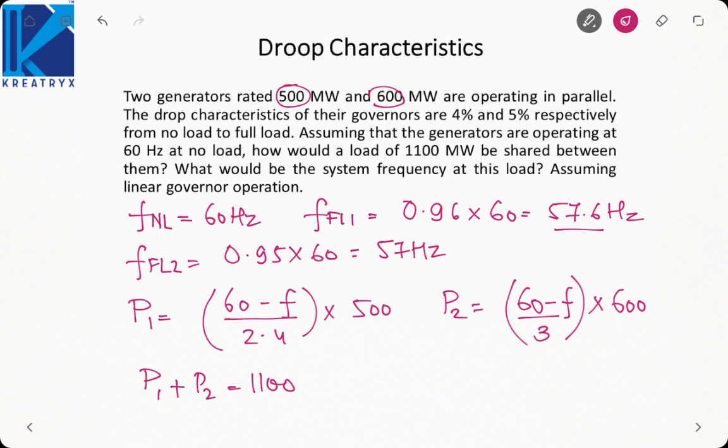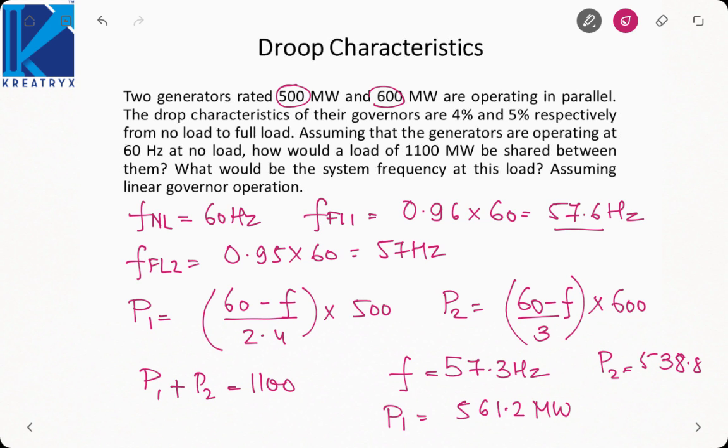So now what you have to do is substitute the values of P1 and P2 into this equation. Now both values are derived in terms of F, so we can calculate F. It will come out to be 57.3 Hertz. From there we can calculate P1: 561.2 megawatt and P2: 538.8. So that is how the load will be shared among the two generators.